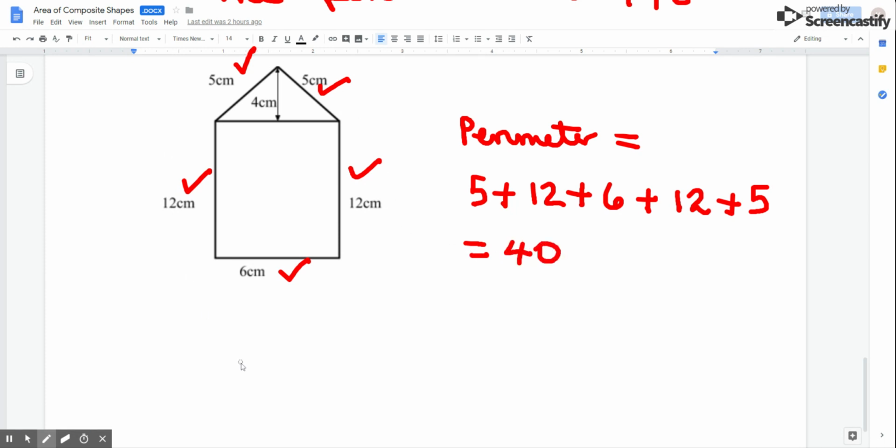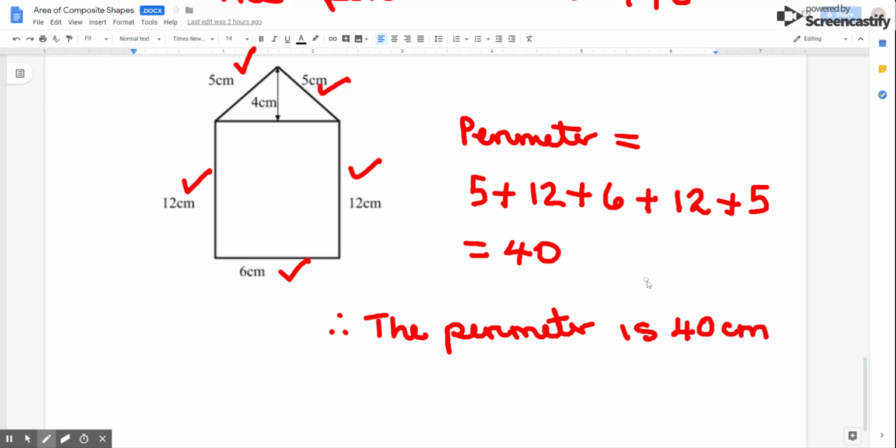And the unit is centimeters. Now, always ensure your units are the same before you start calculating perimeter or area. If they're not the same, you have to do a unit conversion before you start. And the unit for perimeter is just centimeters.